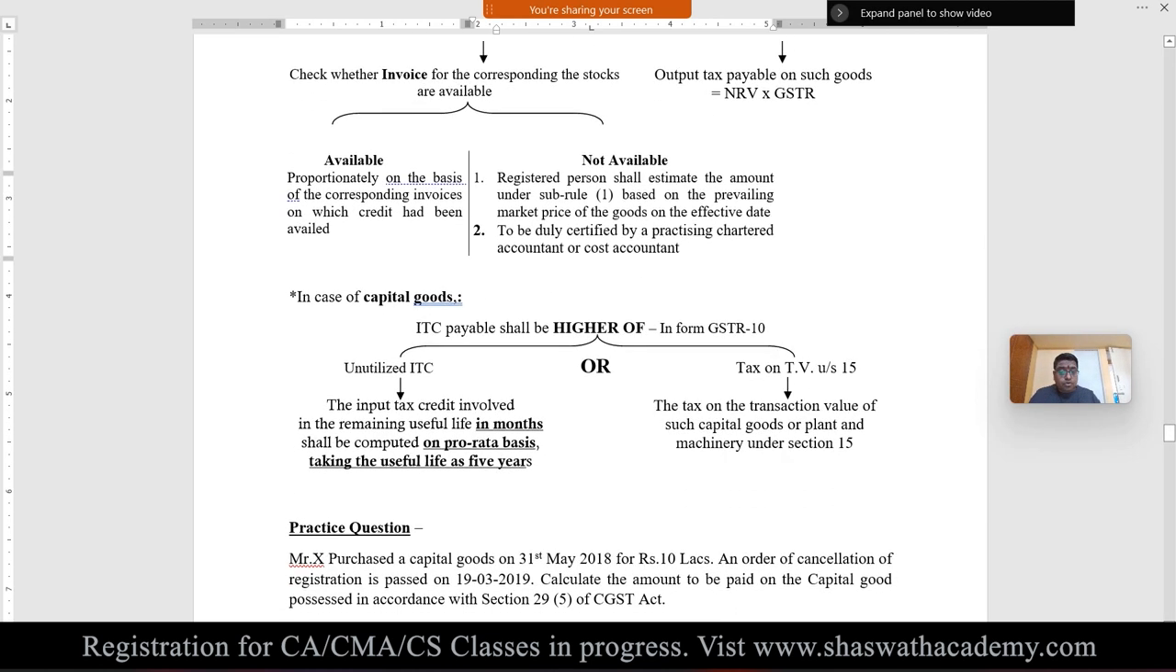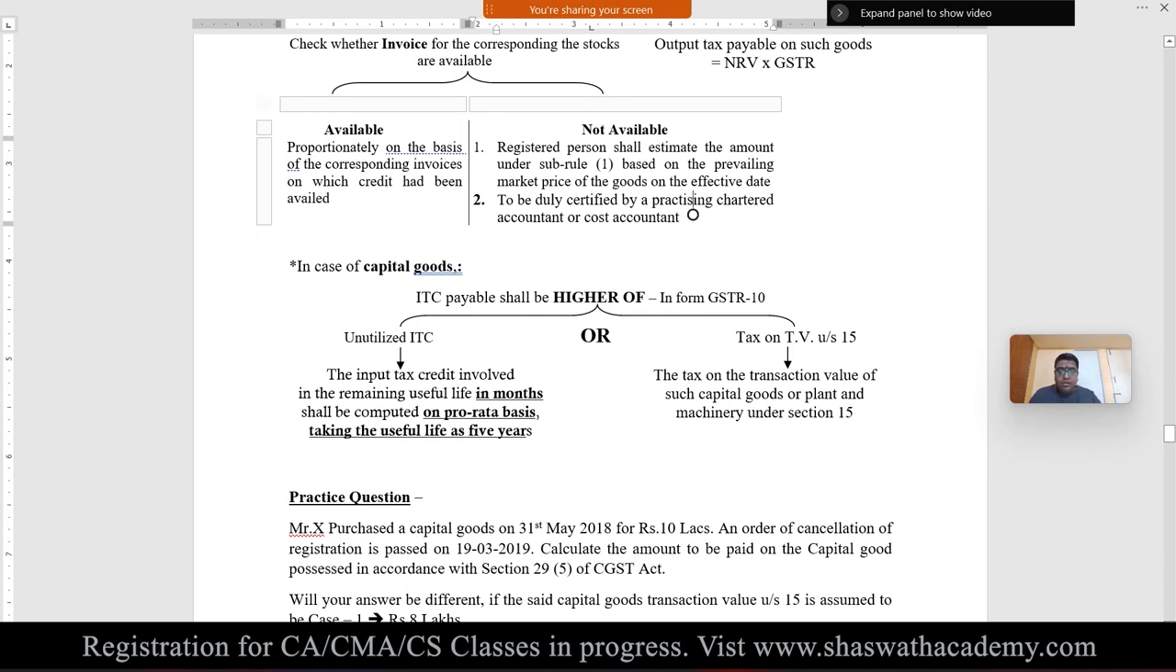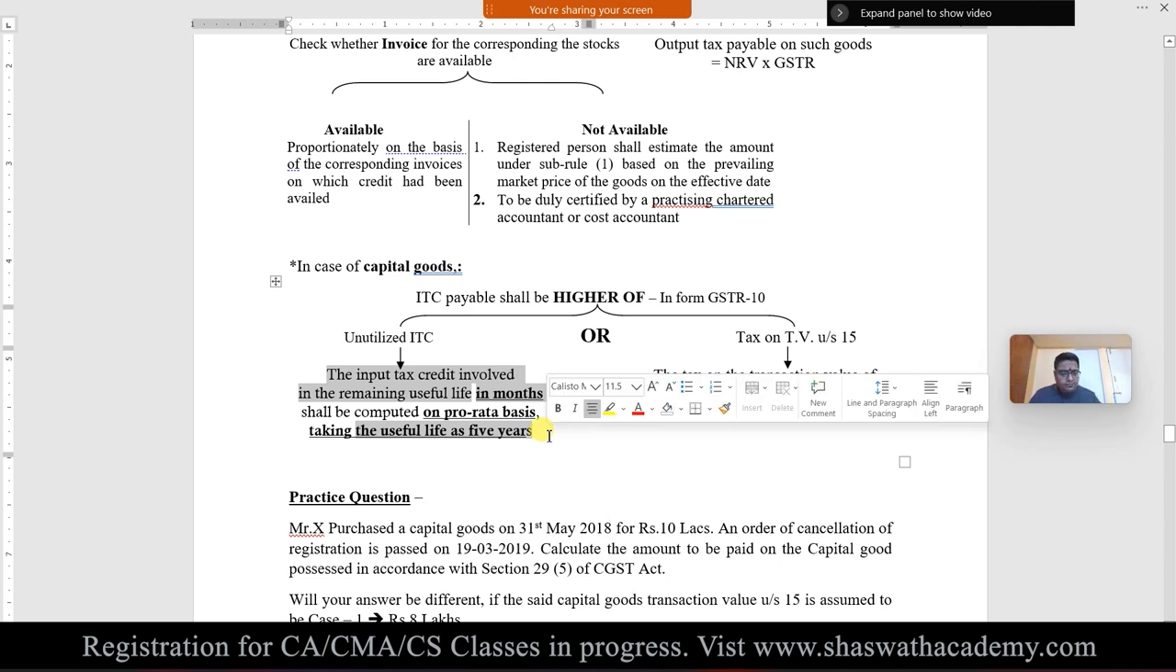In case of capital goods, we have to go this way. What do you have to do, sir? Unutilized ITC in the remaining useful life of the asset, on a pro rata basis, keeping useful life as 5 years. Or transaction value, net realizable value, tax payable, whichever is higher, you are liable to pay. These wordings you need to carefully decode. Input tax credit involved in the remaining useful life. That means what is the useful life? For that the answer is given in the last line. Taking useful life as 5 years. And since here they are saying in months, we will also convert into months. 5 years means how many months here? 60 months.